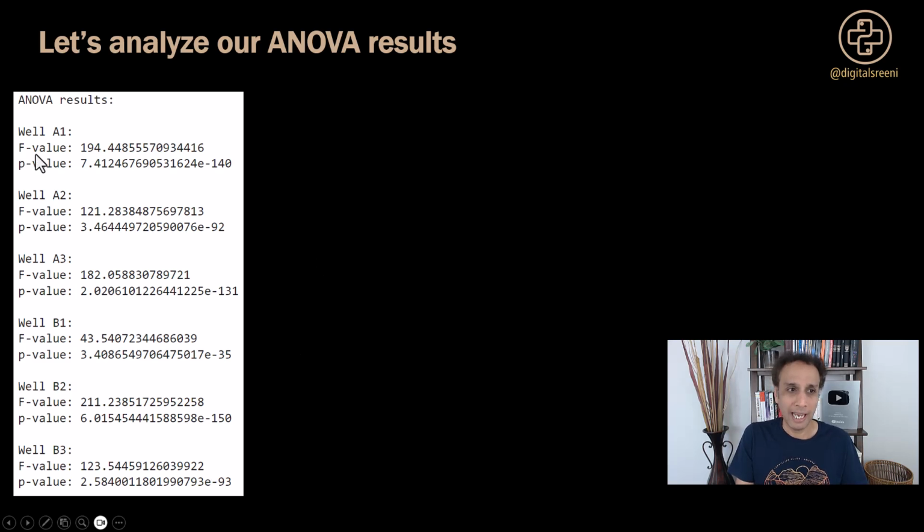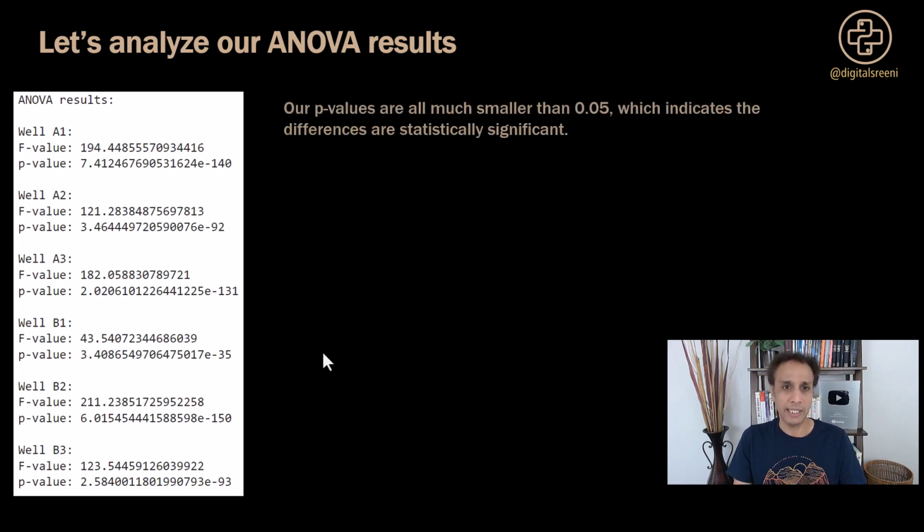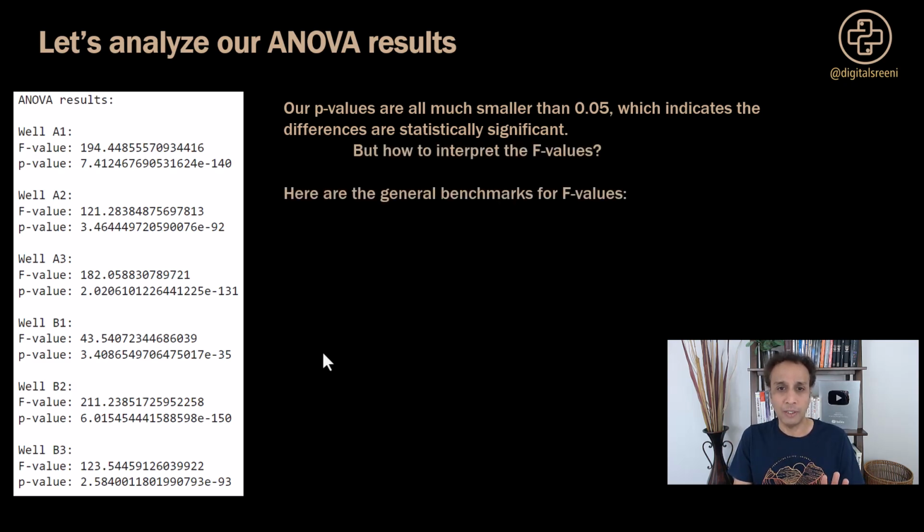Now, when you look at the F value, I have 194, 121, 182, and this one is 43. This one is 211 and 123. They're all large values. Now, what is a large value? Why do I say they're all large values, compared to what? I will explain that in a second. So p-values are much smaller, but how do we interpret F values? Here are generalized benchmarks. Again, you have to put that in the context of what data you're analyzing.